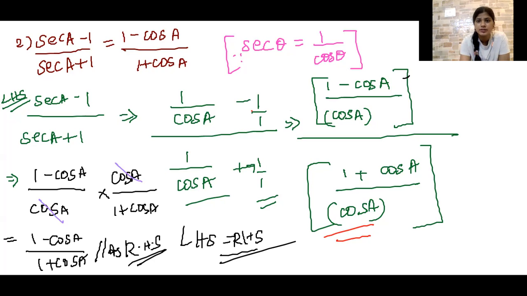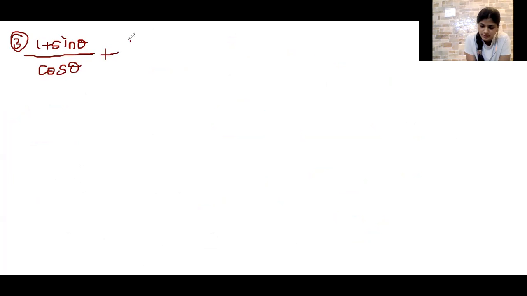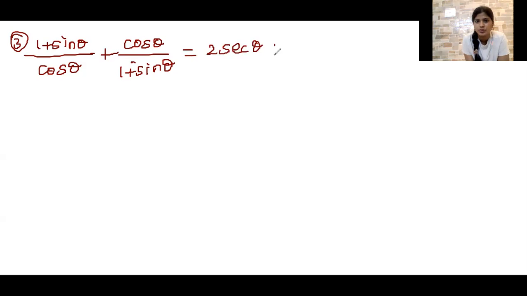Here is this. Problem number 3 is going to be (1 plus sine theta) upon cos theta plus cos theta divided by (1 plus sine theta), which is equal to 2 secant theta. So this is the question. You need to prove this identity with the help of the Pythagorean theorem.